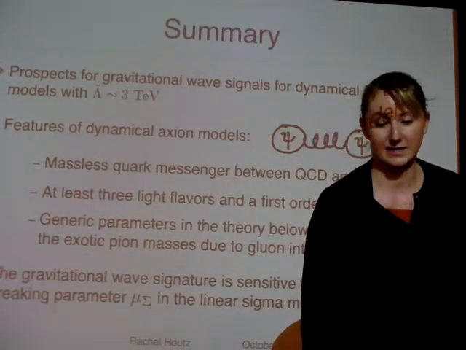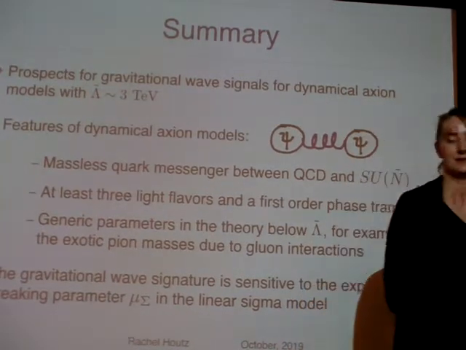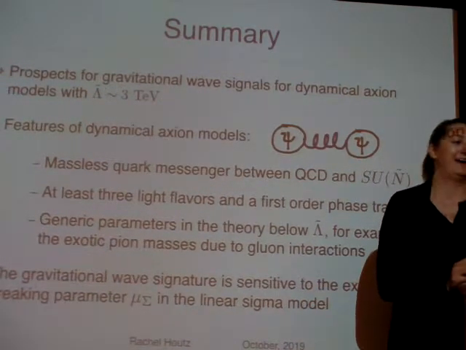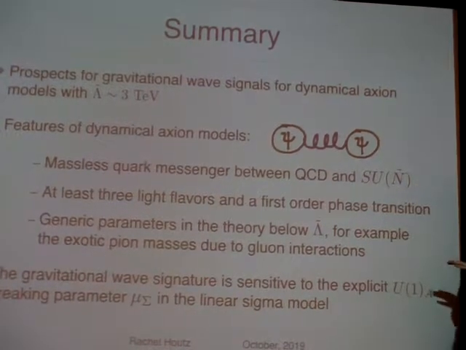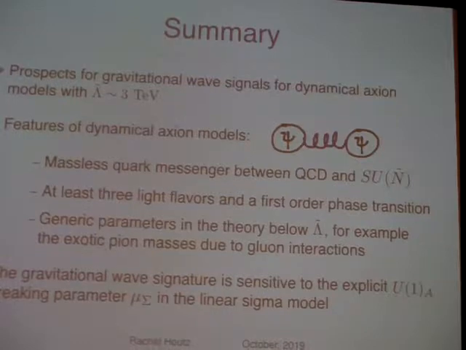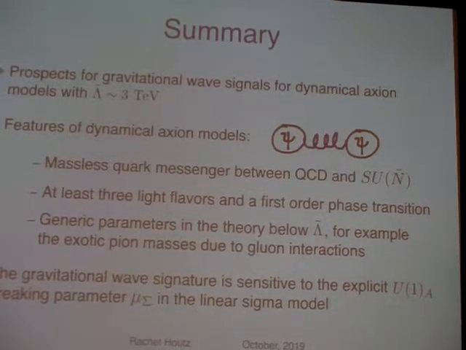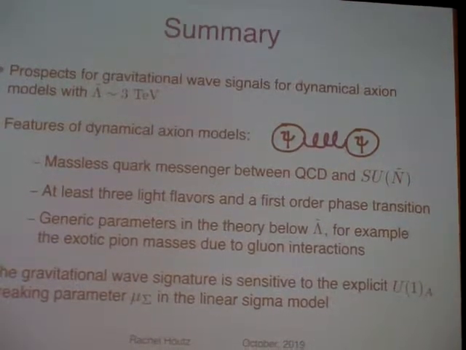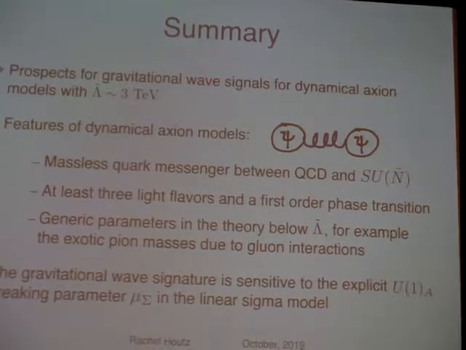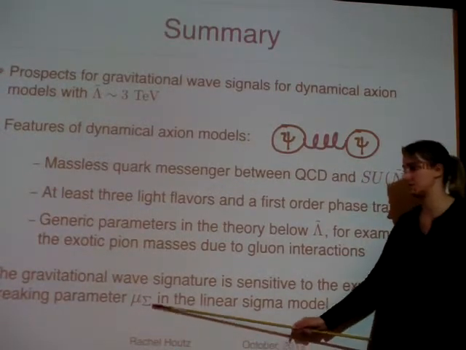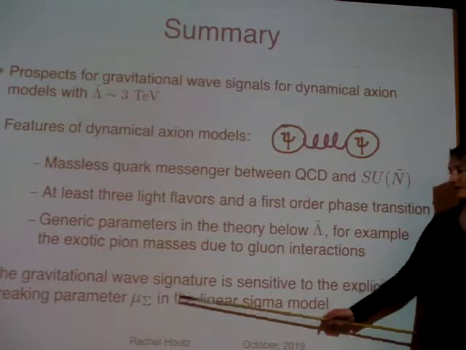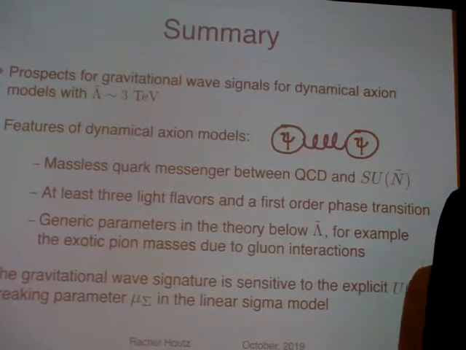But in summary, I thought I would end early and I'm running out of time. In summary, we presented the prospects for gravitational wave signals of dynamical axion models with lambda 3 to EV. And there are some nice features of dynamical axion models. Specifically, the messenger quark field gives you a lot of information about the pseudo-Nambu-Goldstone boson states. You have at least 3 light flavors for a first-order phase transition, and you know the masses of the exotic pions. And it seems like the gravitational wave signature is really sensitive to mu sigma and mu in the NF equals 3 model, and mu sigma and mu SSI in the NF equals 4 model.